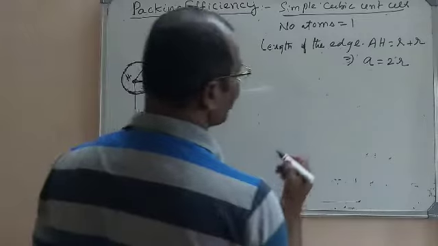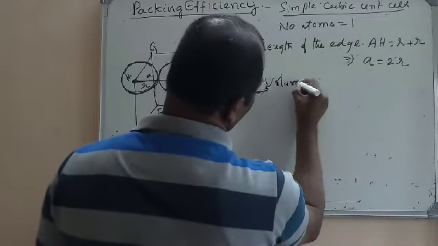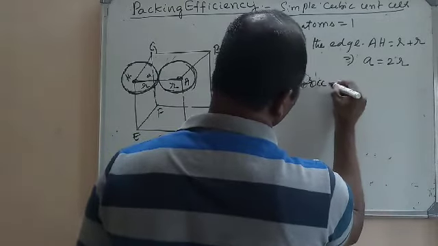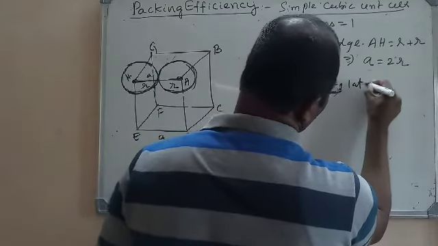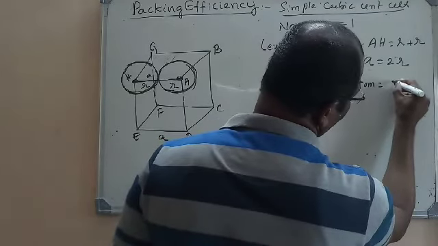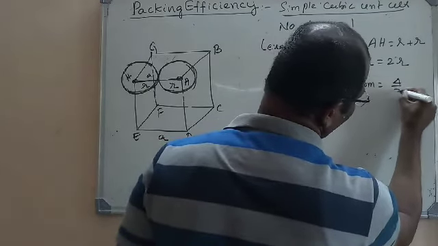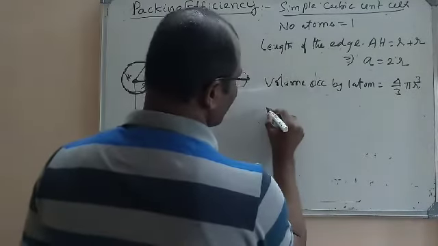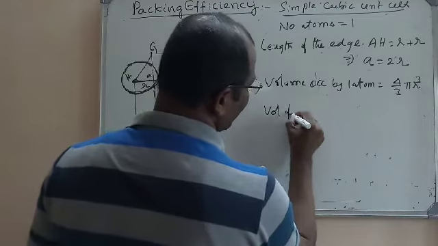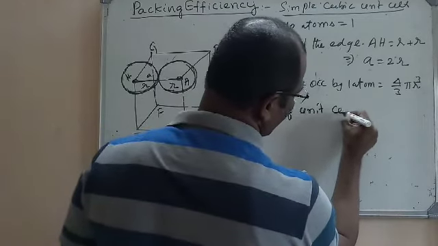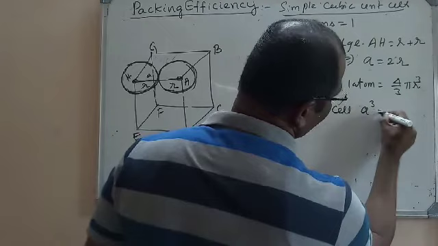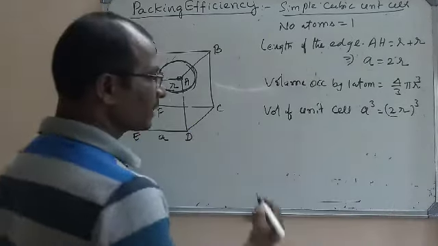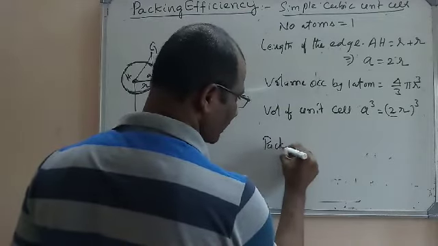Now let us go for the remaining part. Volume occupied by one atom. Only we have one atom. So that is nothing but 1 into 4 by 3 pi r cube. One atom, so 1 into 4 by 3 pi r cube. Volume of unit cell is nothing but A cube. A is 2R, so it will become 2R whole cube. Let us go for the substitution here.